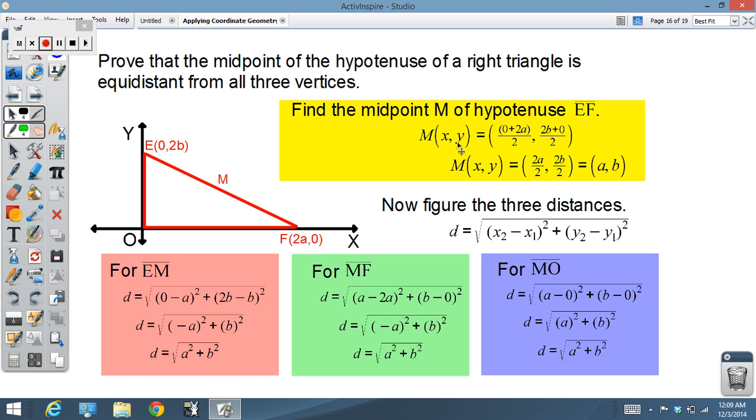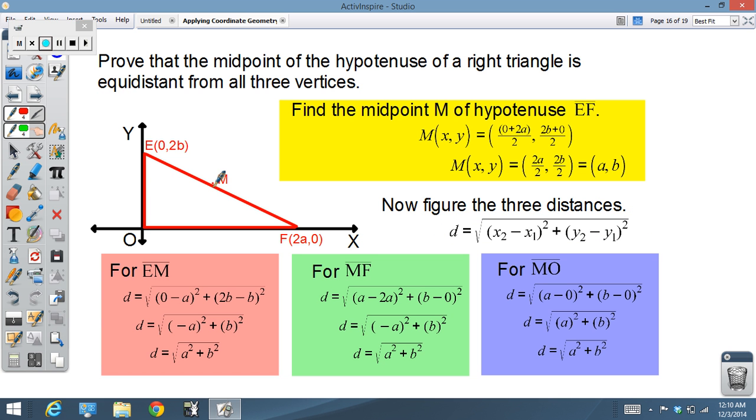To find point M, I'm going to use the midpoint formula for the hypotenuse EF. So I plug in the x values, which are 0 and 2a. Then the y values, 2b and 0. Divide them both by 2. And we find that the midpoint right there is at A, comma, B. Okay, now we need to use the distance formula to find those three distances because that's really what the question's asking, right?